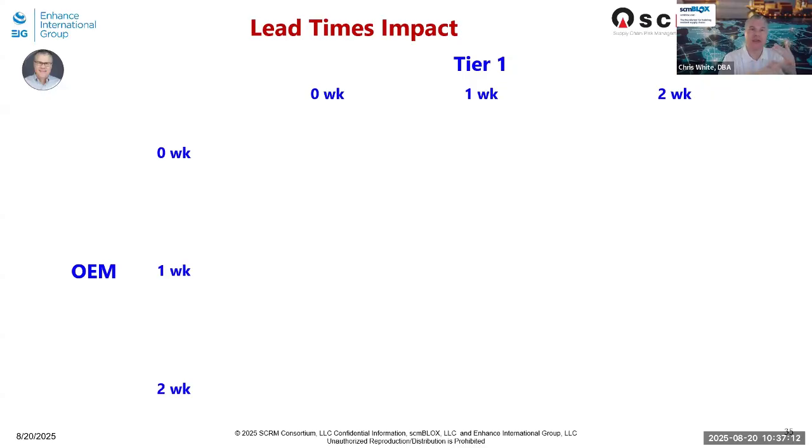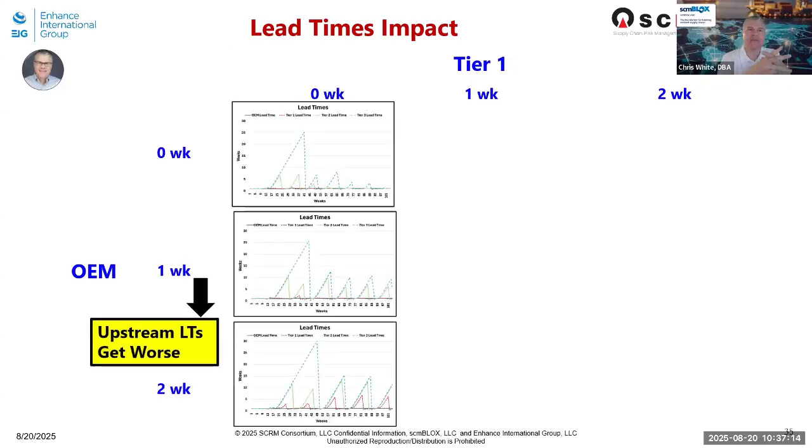So we're going to do the same thing. Down the left here, the tier one doesn't delay their orders, but the OEM either doesn't delay, delays a week, or delays 2 weeks. And again, those lead times, you're looking at them, same chart, they get delayed and they get bigger. I mean, that's exactly the bullwhip effect.